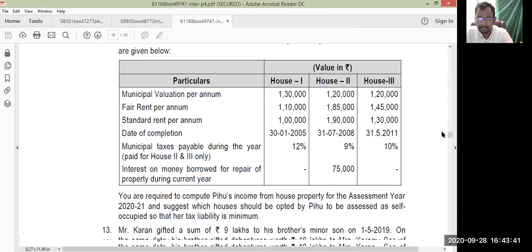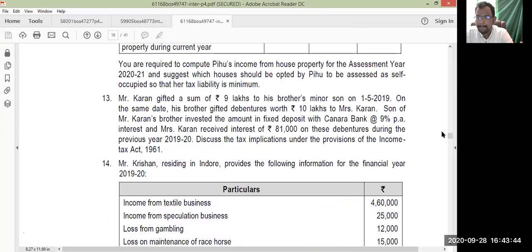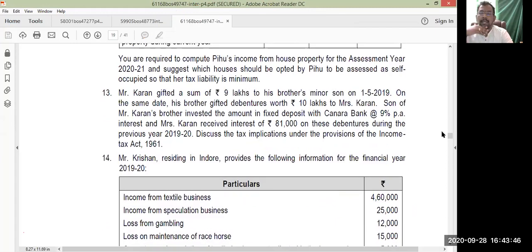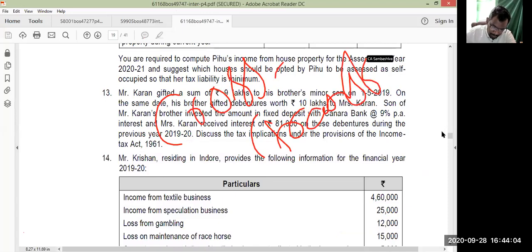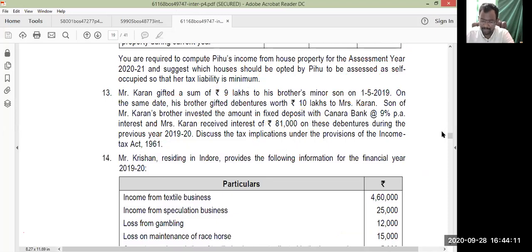Next. Mr. Karan gifted a sum of 9 lakhs to his brother's minor son on 1st May 2019. On the same date, his brother gifted debentures worth 10 lakhs to Mrs. Karan. Cross transfers. We have a concept called cross transfers in the clubbing provisions chapter, if you remember. It was the last topic we learned in clubbing provisions. Apply the provisions of cross transfer and then club the income.